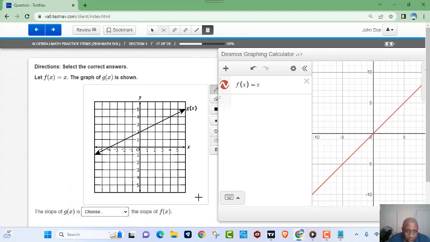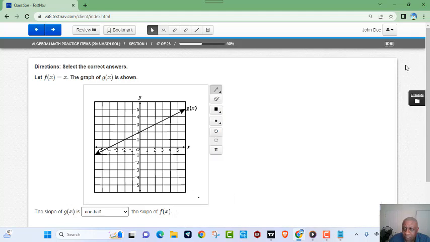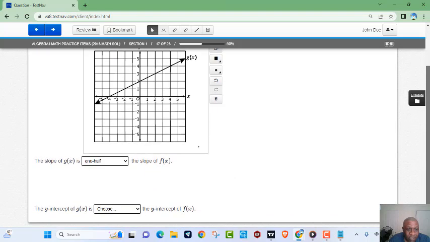Let's just check what the slope is here. So from the 2, we can go rise 1, and then run 2. So 1 over 2, 1/2. So this is 1, this is 1/2. So let's look at our options here. So the slope of g of x is 1/2 the slope of f of x. Get rid of this and see if there's anything else on here that they want us to do.